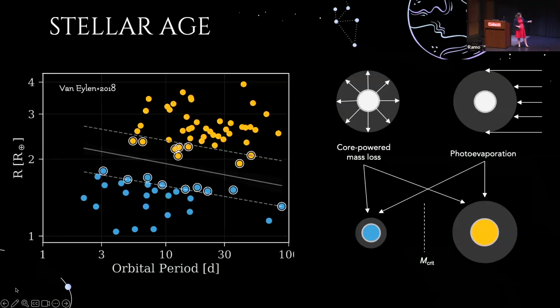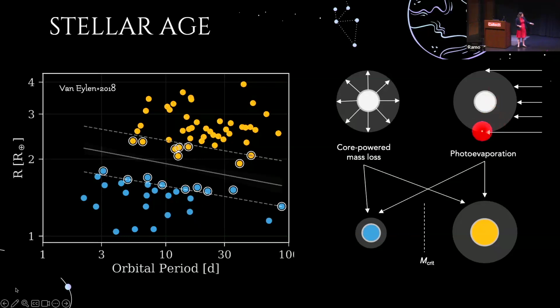Photoevaporation is that the radiation from the star takes off the top layer of the planet, right? So in both cases, there's mass loss. You're losing the upper atmosphere, but there are different mechanisms. One is the interior heat, one is the radiation from the star.